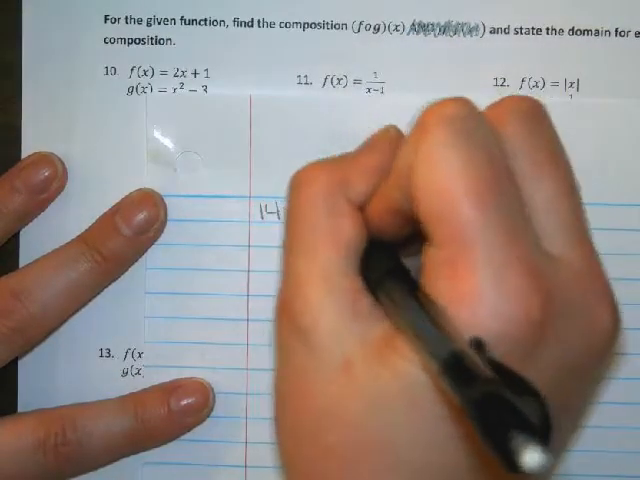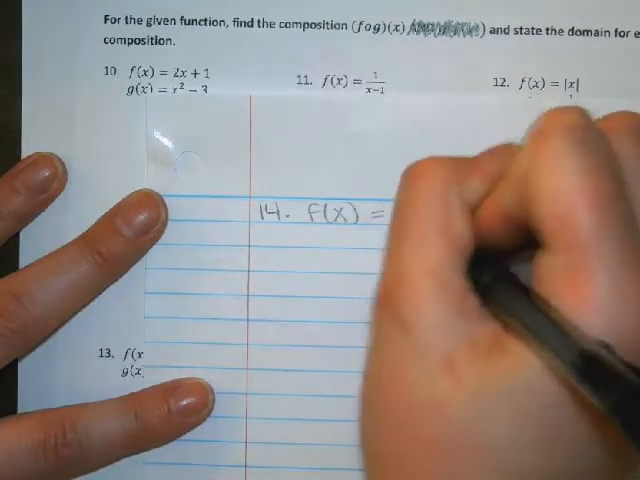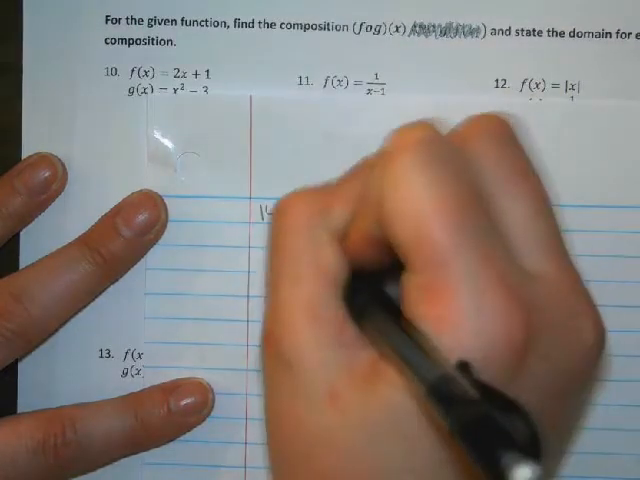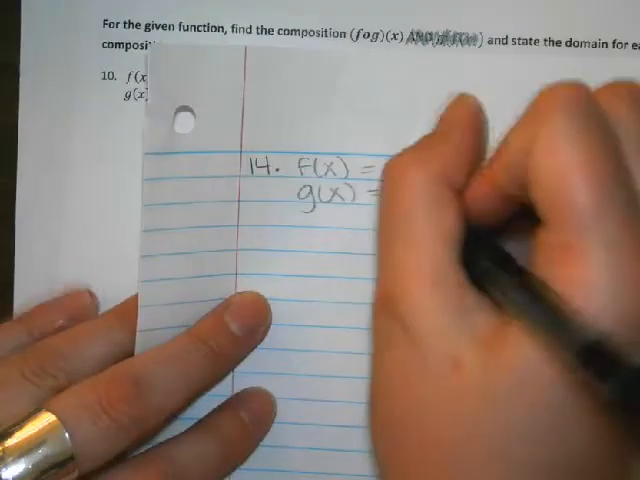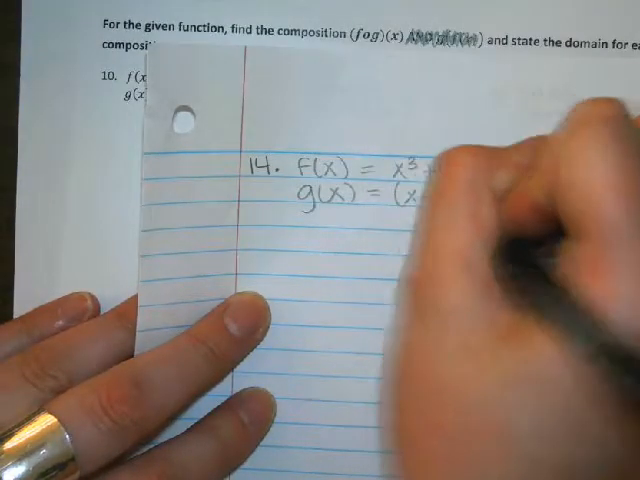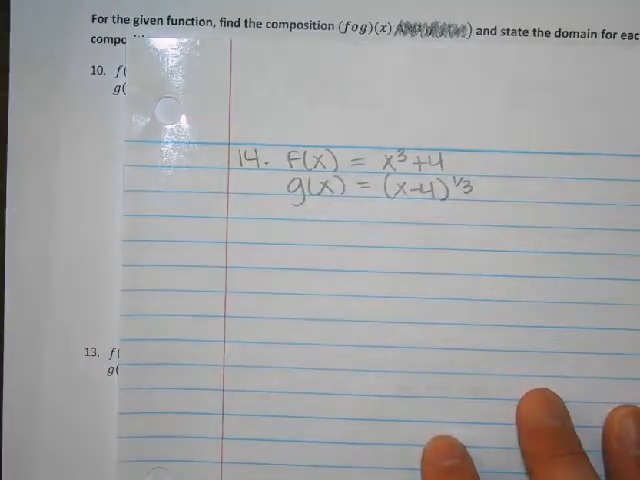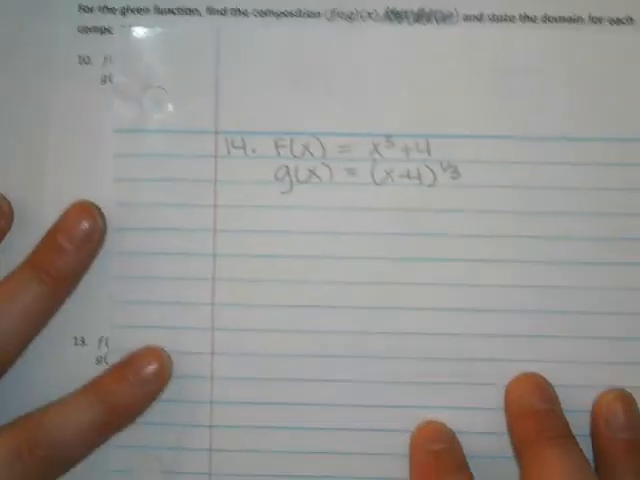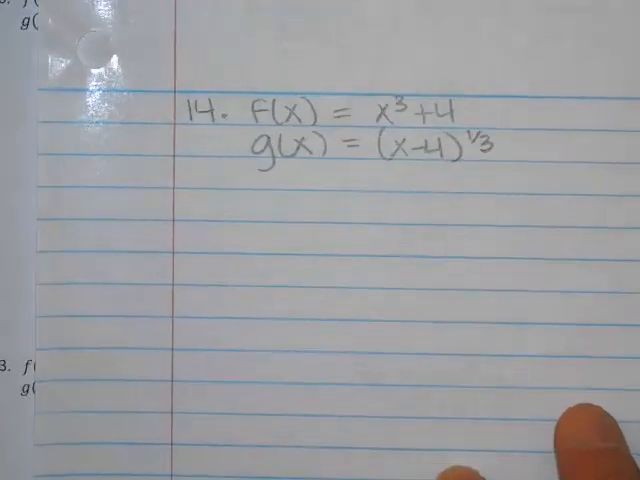it says f of x is x to the third plus 4, and it says g of x is x minus 4 to the 1/3. And I would not write this on the worksheet itself because you're going to have to do the other version yourself. So I would write it on a separate sheet of paper so you're leaving yourself some space.